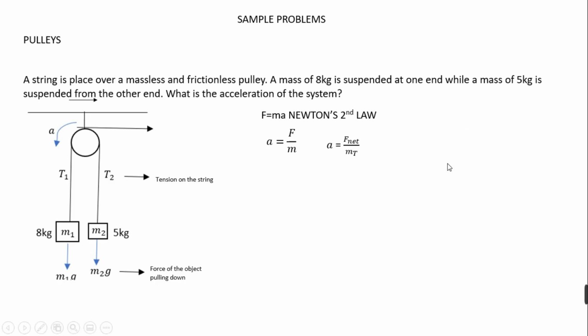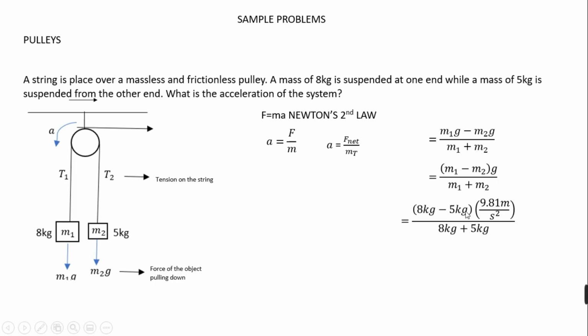So substituting all the forces and the masses will give us m1g, and since m2g is opposing the acceleration, it is considered as negative, so we will have minus m2g here over the total mass, which is equal to m1 plus m2. So factor out the numerator, then we will have (m1 minus m2) times the gravity over m1 plus m2. So substitute all the values altogether.